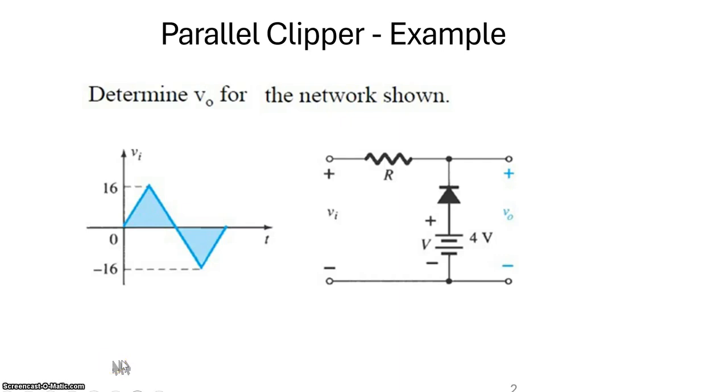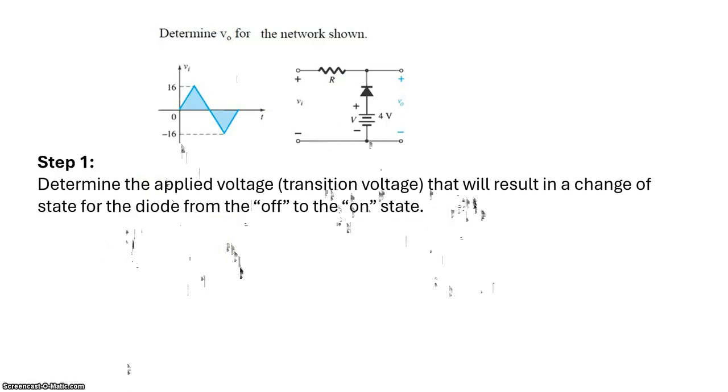Another question on clipper is the parallel clipper circuit. Here the diode will be connected in parallel to the input voltage. So this is the question. You have a parallel clipper circuit, and the input is a triangle voltage from 0 to 16 volt peak. That is the input voltage. So let's solve this problem.